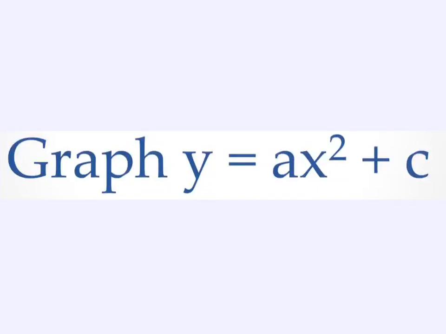Hey guys, this is a lesson on graphing quadratics. So we're starting to graph quadratics, but notice that this is not the standard form of a quadratic. We're missing the b term. We're only going to look at the effects of graphing a quadratic when we're manipulating the leading coefficient a, or when we're changing the constant c.